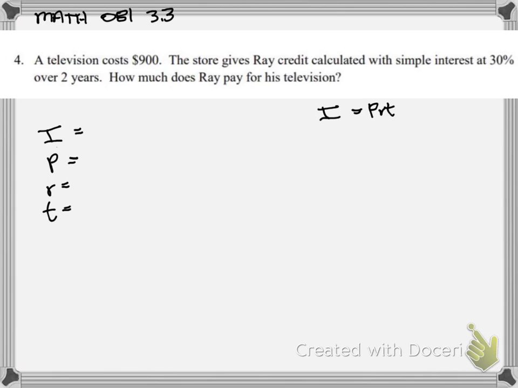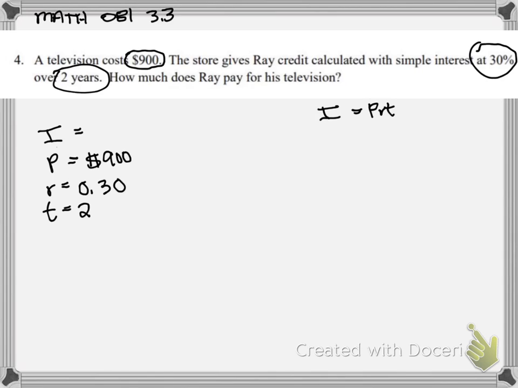So let's get started. A television costs $900. So that is going to be our principal. That's the initial cost of this thing. The store gives Ray credit calculated with simple interest at 30% over 2 years. So our interest rate is 30%. Our time is 2 years. Remember, your time always has to be measured in years.